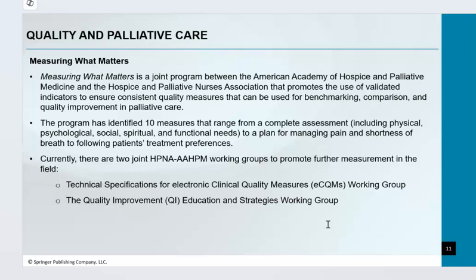Measuring What Matters is a joint program between the American Academy of Hospice and Palliative Medicine and the Hospice and Palliative Nurse Association. So the AAHPM is the medical side of hospice and palliative care, and the HPNA is the nursing side of it as well. HPNA also helps with certifications for chaplaincy and social workers. These are the 2 working together groups that are working to promote further measurement in the field, as listed there.